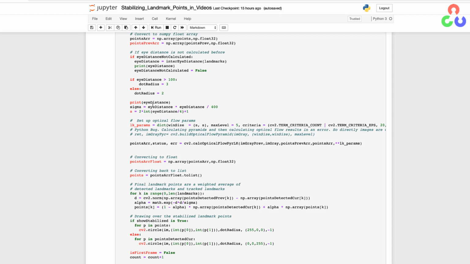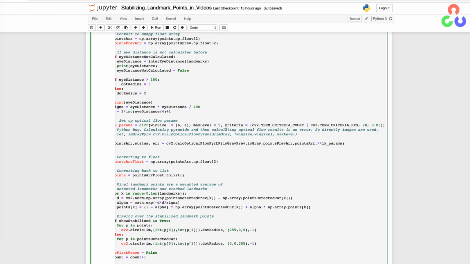And this sigma is calculated based on the distance between the eyes. We are also calculating S, which is window size of optical flow. And here we are setting up the parameters for Lucas-Kanade optical flow. The window size is dependent on the distance between the eyes. The maximum level is the maximum number of resizing we do. Criteria is the termination criteria.